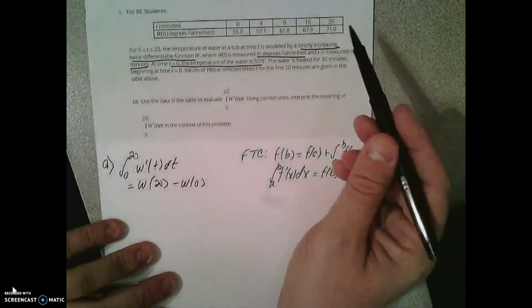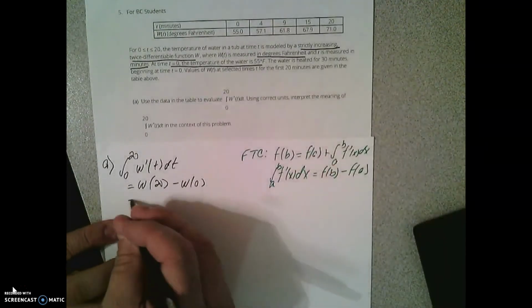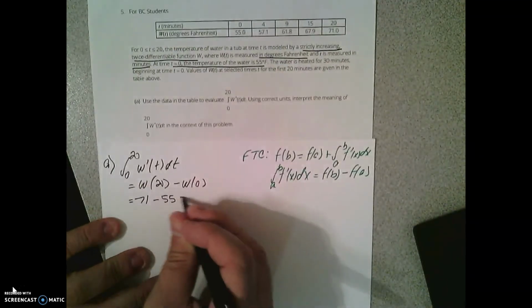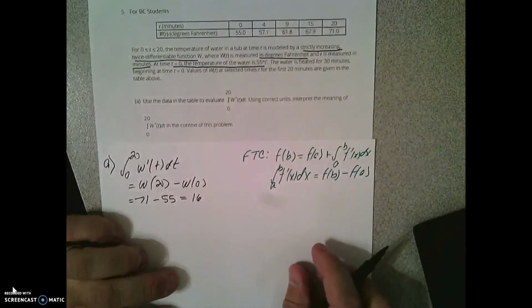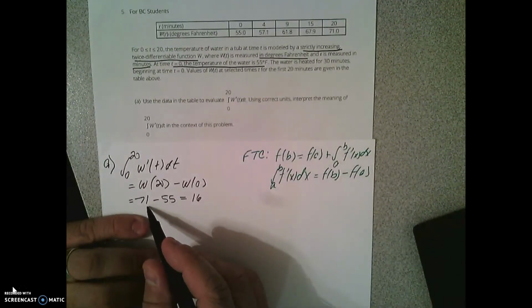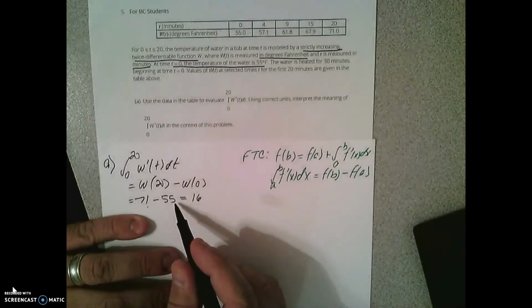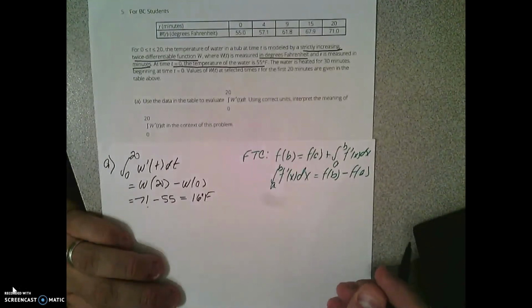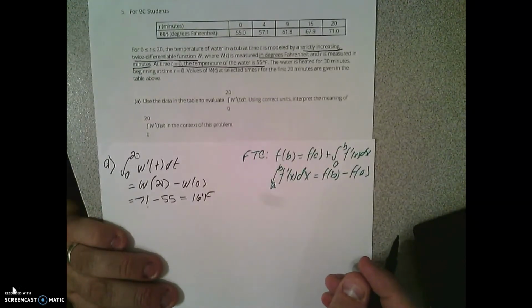I'm going to go to my data table. W of 20 is given to be 71. W of 0 is 55. That difference is 16. Now, 71 is being measured in degrees Fahrenheit. 55 is being measured in degrees Fahrenheit. So this value of 16 must also be measured in degrees Fahrenheit.